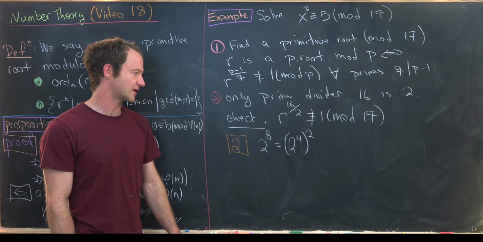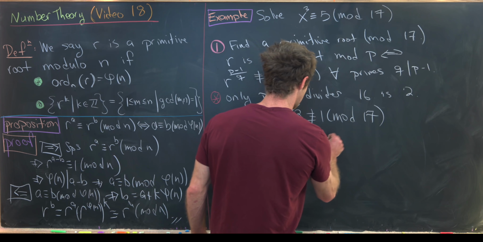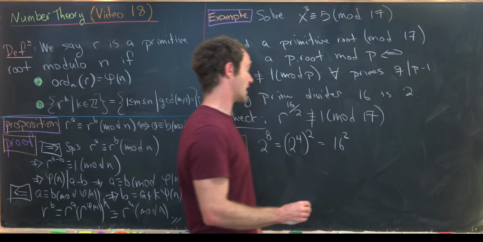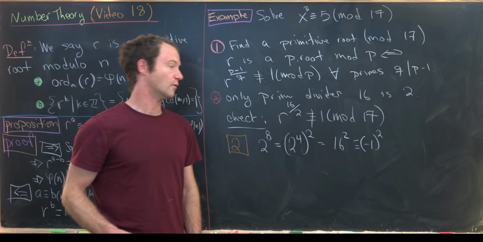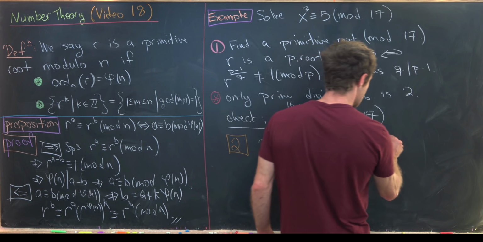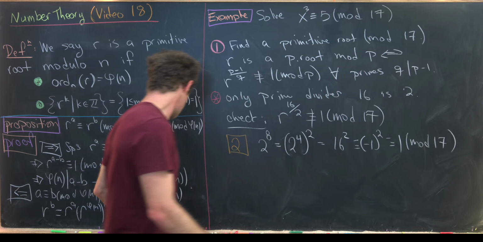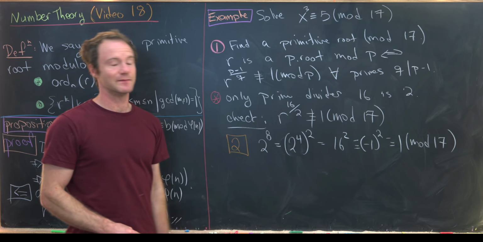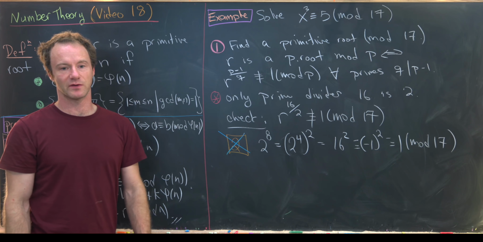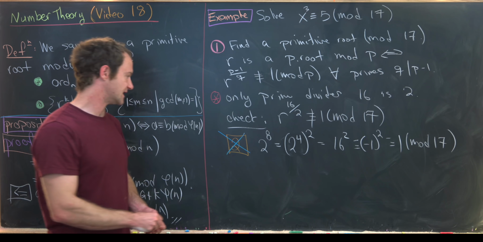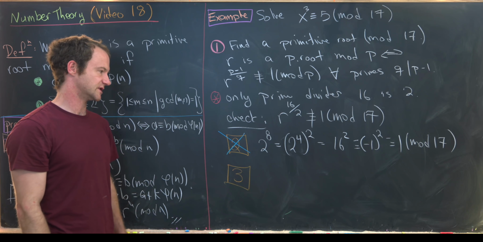Okay, so like I said, we want to calculate 2 to the 8. By exponent rules, that's 2 to the 4 squared. But notice that that is equal to 16 squared. But 16 is congruent to minus 1. So that's negative 1 squared, where we're working mod 17. But that is congruent to 1 mod 17. But remember, we want this to not be congruent to 1 mod 17. So that means that 2 is not a primitive root. So let's move on to the next number. We should probably move on to 3. That would be a good next choice.